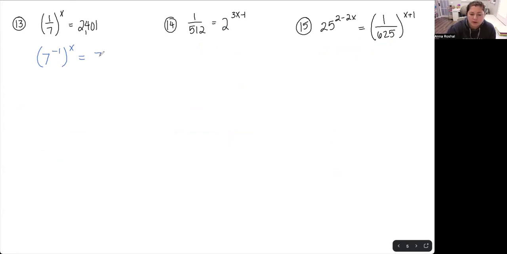2,400 is 1, and 1 is 7 to the 4th power. So we can now combine this exponent and this exponent now that we know that we have a base of 7 for both of them, right? So we're at negative x equals 4, divide by negative 1, x is negative 4. Ta-da.